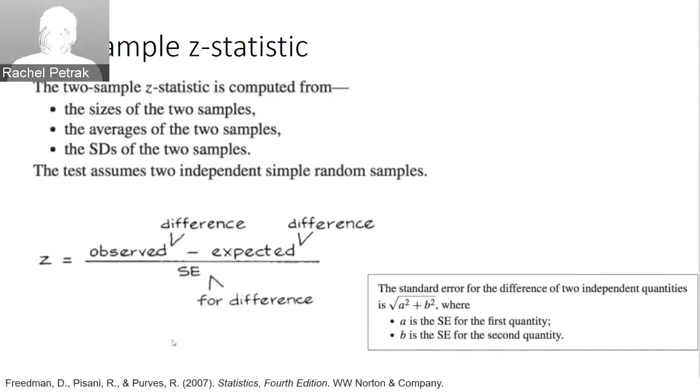Remember that the standard error for the difference of two independent quantities is the square root of the SE for the first group squared plus the SE for the second group squared. So I included that in there to help you. You can use this as a guide to thinking about the two sample statistic.